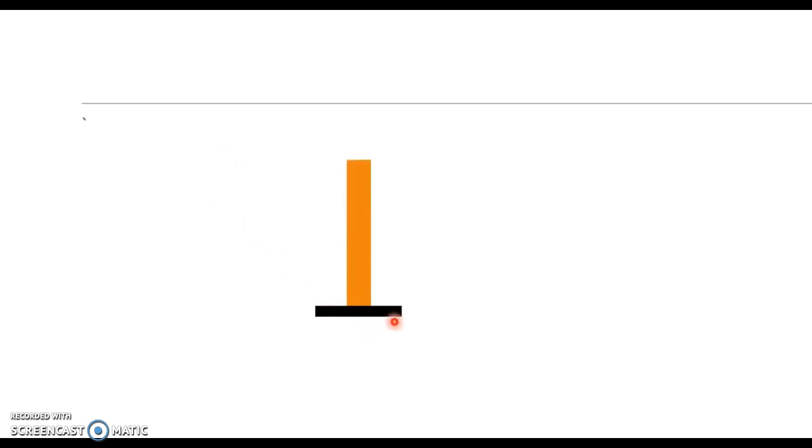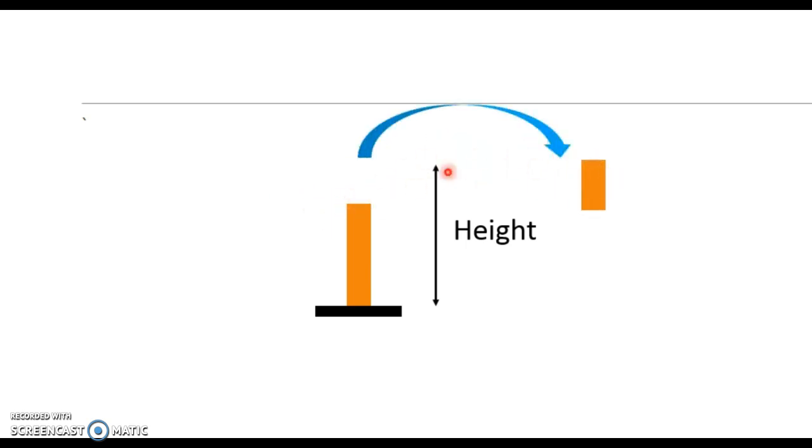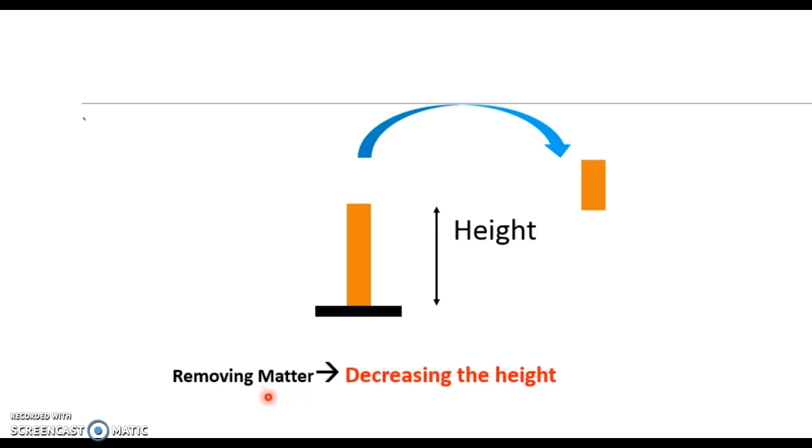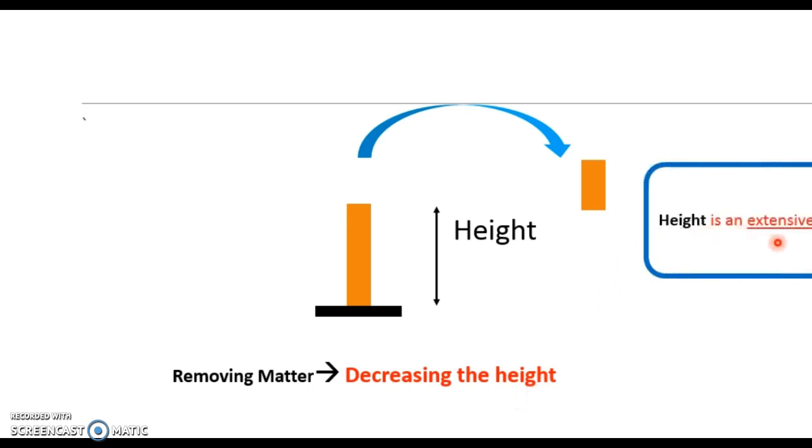Let's take an example. If you have a scale that has a certain height, and then you cut it, take a part of it, so I remove part of the matter. What will happen to the height? Yes, the height will decrease. This means that when the height decreases, the property decreases because you remove matter. So the height depends on the amount of matter. So height is an extensive property.